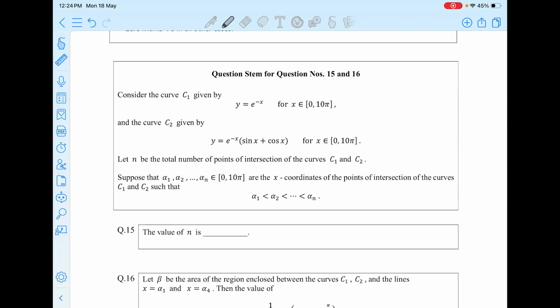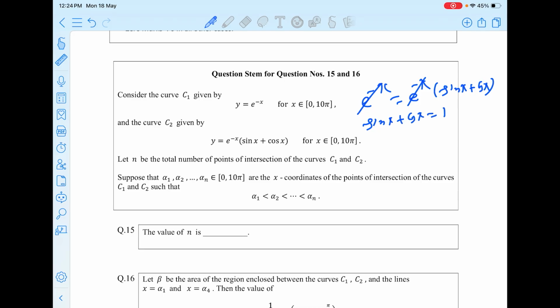Next, this question stem. So see, first they are asking the point of intersection for these two curves. How to find point of intersection? Just equate. e power minus x cannot be 0, so you will get sin x plus cos x as 1.